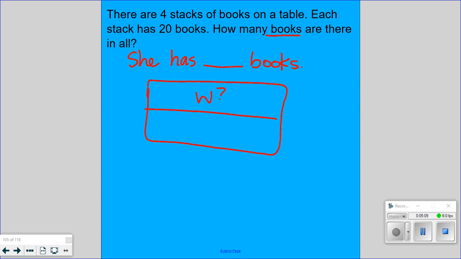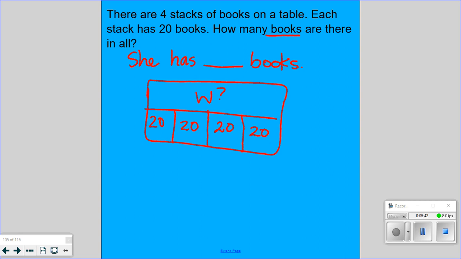Okay, Colby says I'm going to break this up into 4 columns or 4 boxes. Colby, why did you break it into 4? Because there's 4 stacks of 20. Yeah, those boxes are my 4 stacks. Now you're saying of 20. Where's that of 20 going? In the boxes. Yeah, so 20 in this stack, 20 in this stack, 20 in this stack, 20 in this stack.